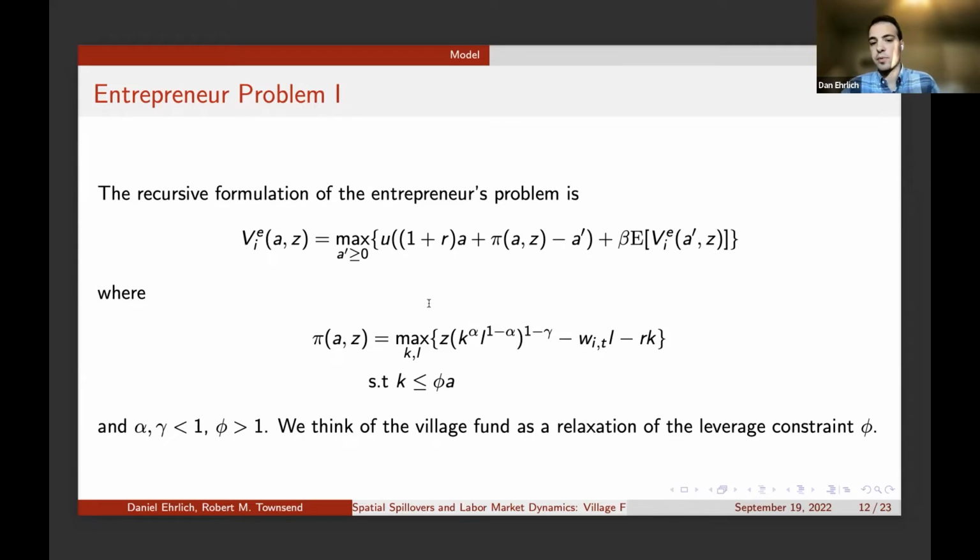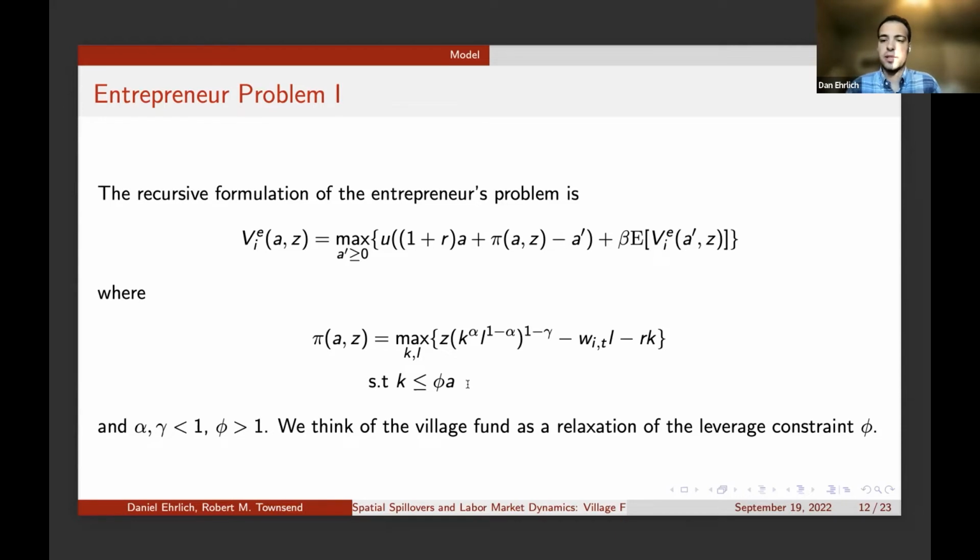The other big difference from workers is that instead of earning wage W, they're going to earn profits that depend on the amount of assets that they own, as well as their productivity. We're going to assume that the profit function is the following. They're going to have a decreasing returns to scale production function. They're going to pay wages W for labor and pay interest R on rent and capital K.